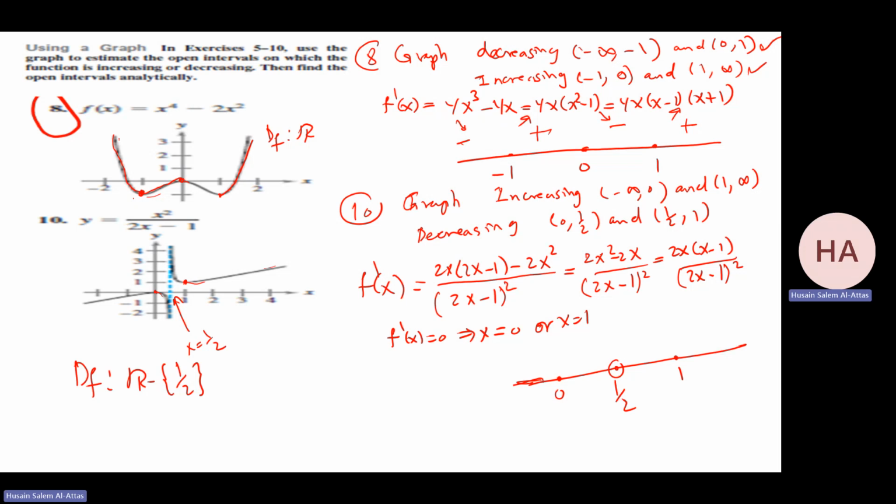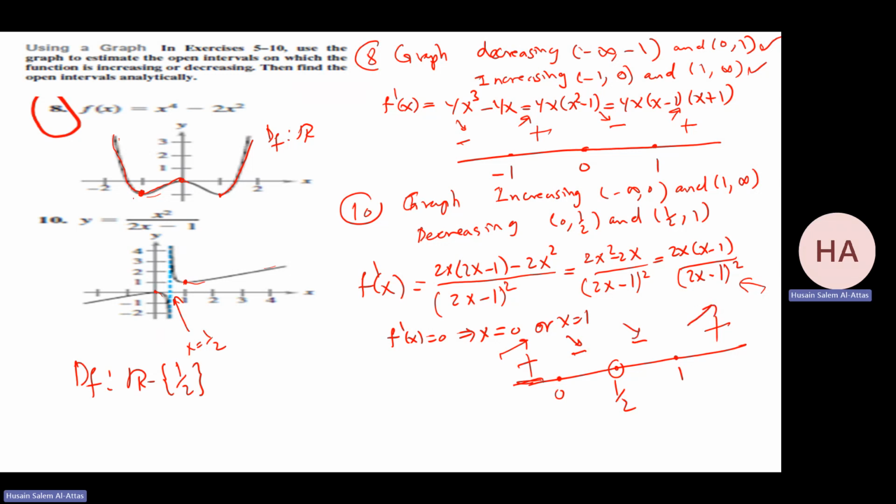Okay. Take a value before 0, minus 1. It will be negative, negative. This is always positive, so no worries. So that will give me positive. So between 0 and half, I take 1 over 4, for example, it will be positive, negative. That will make it negative. 3 over 4, also it will make it negative. More than 1, it will be positive.